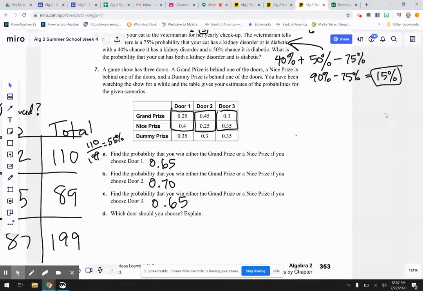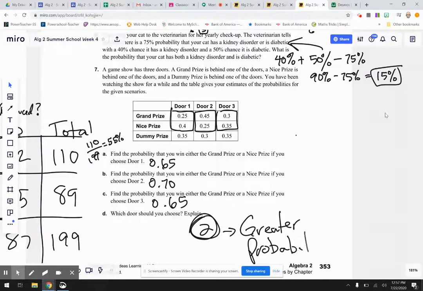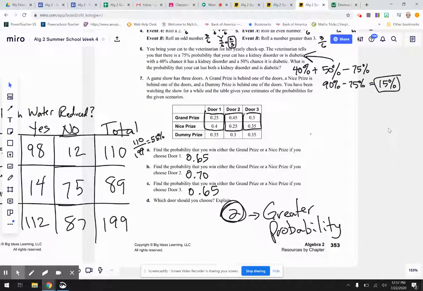So which door would you choose? I would choose door number 2, because that's a higher probability. Greater probability. So you get a better chance if you pick door number 2. And that is 10-3 and 10-4.